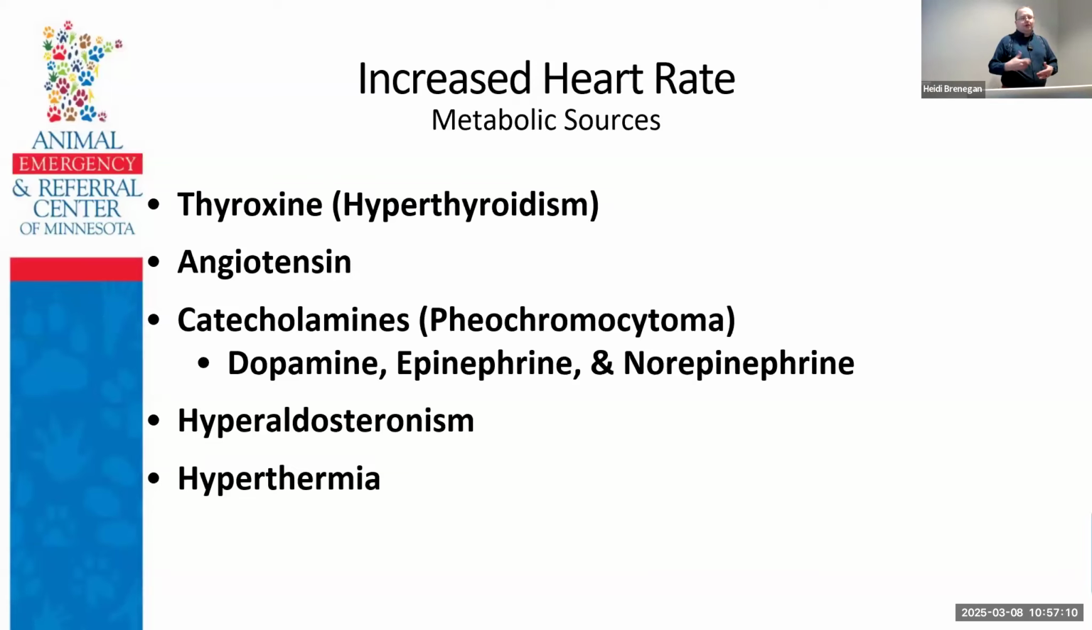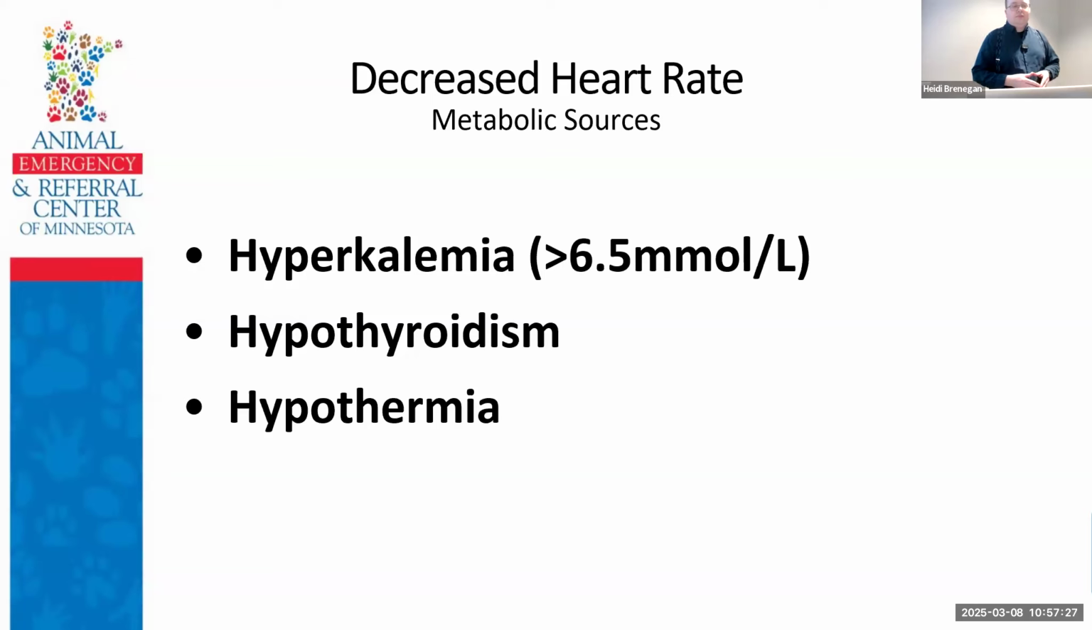Your hyperaldosteronism patients can have a slightly higher heart rate. And hyperthermia also causes an increase in the heart rate. All other things being equal, temperature goes up, heart rate goes up, temperature goes down, heart rate goes down. Things that can decrease the heart rate: if your animal's hyperkalemic, so your block cat's coming in with a high potassium, the heart rate tends to be low. Hypothyroidism can tend to push the heart rate down, but you have a big hypothyroid dog, if it's excited, it's still going to have a high heart rate. It's just something that might affect anesthesia. They might be prone to bradycardia and hypothermia, as I mentioned before.